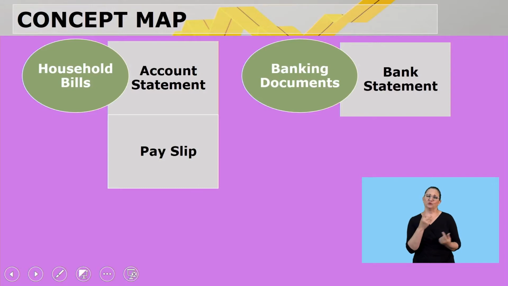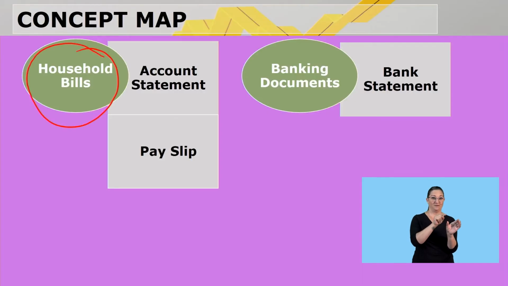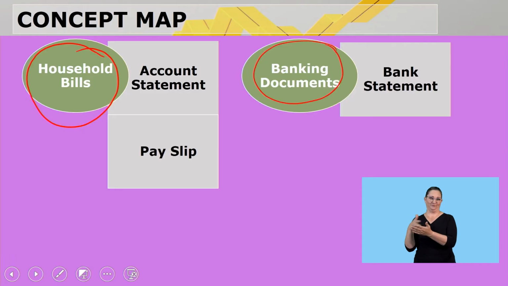What are we going to do today? We are going to look at two groups. The first one is going to be household bills, where we're going to look at household statements, account statements, and then also payslips. And then the second part is going to be banking documents, where we will be looking at the bank statements.